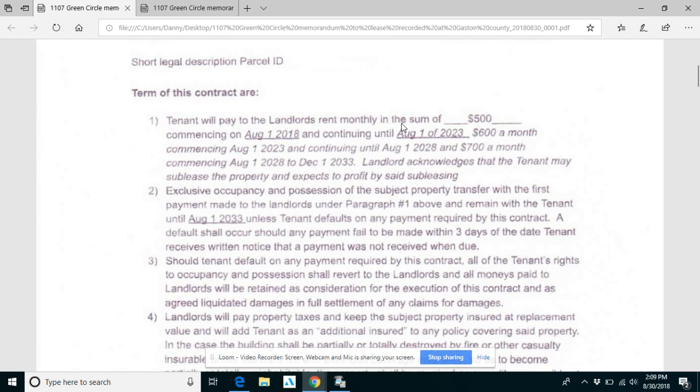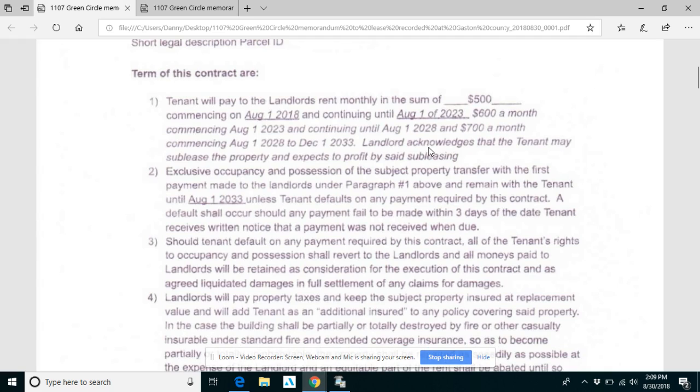The tenant will rent for $500 from August 1st, 2018 to August 1st, 2023. So for 5 years, it's gonna be $500. This is called an escalating lease, where it goes up every 5 years. The next 5 years is $600. The next 5 years is $700. The idea is to protect the landlord from increases in taxes, insurance, inflation, etc.